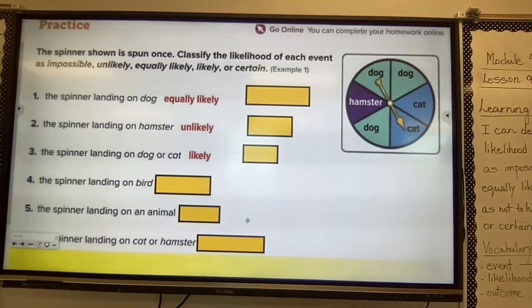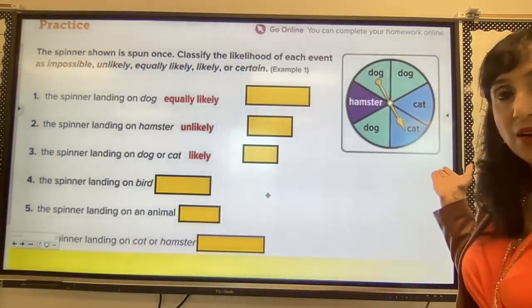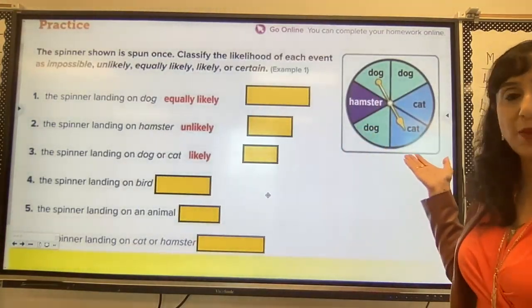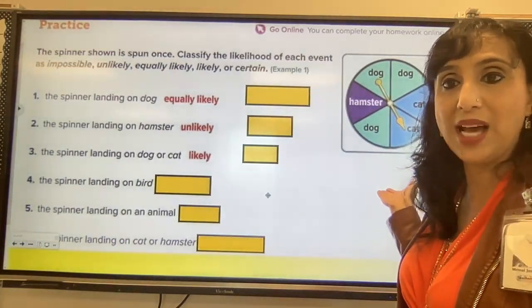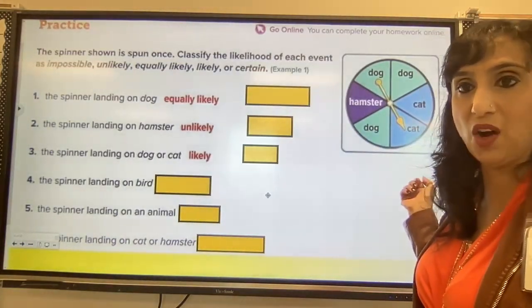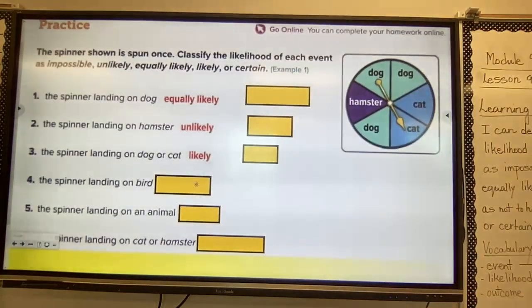Okay. The spinner landing on bird. Now, when we look over here, do we have bird at all? While spinning, absolutely not. So if there's no bird over there, there's absolutely zero chance of it landing on bird. So therefore, this would be impossible.